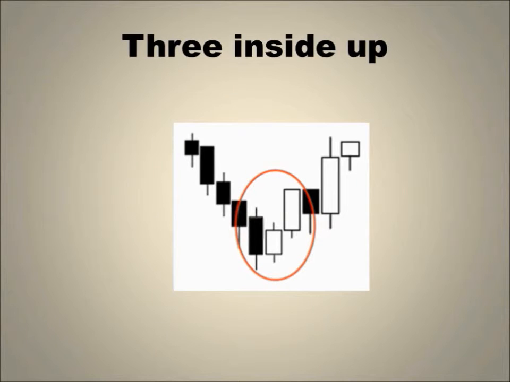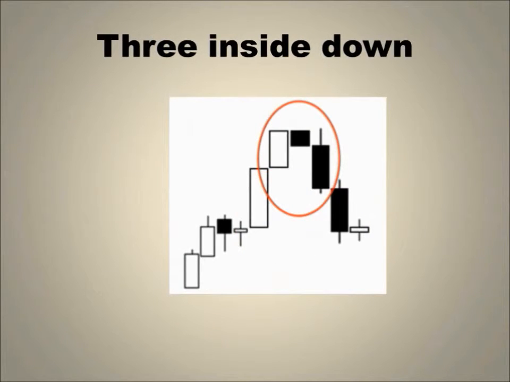Three inside up. When we see a bearish candle with two bullish candles, that can also tell us that the trend is reversing and the trend will now be bullish. Same thing with a three inside down, but with the opposite effect. When we see a three inside down at the end of a bullish trend, that tells us that the bearish trend is about to begin.